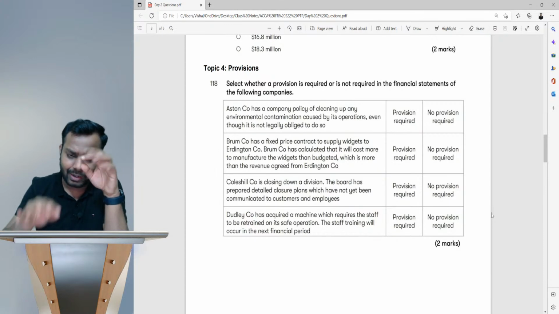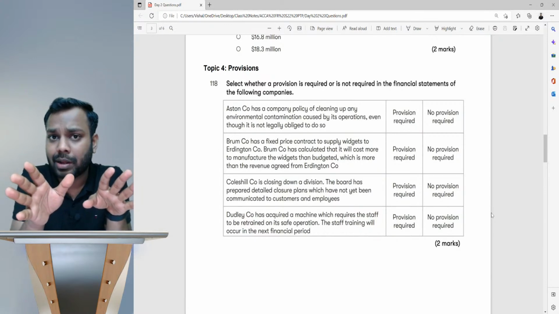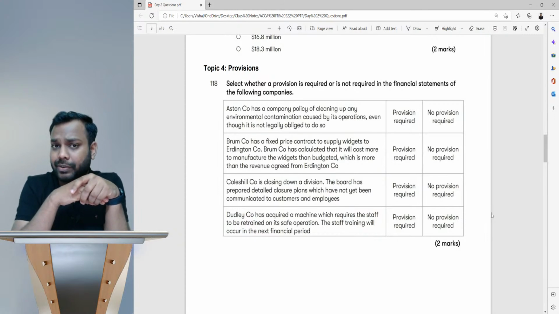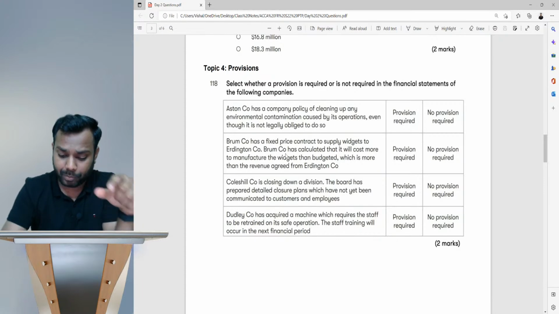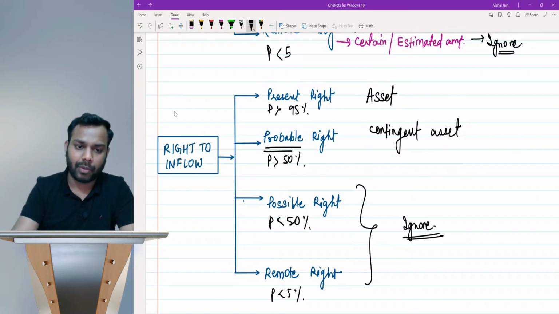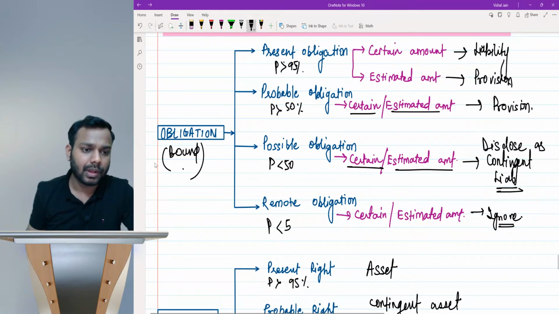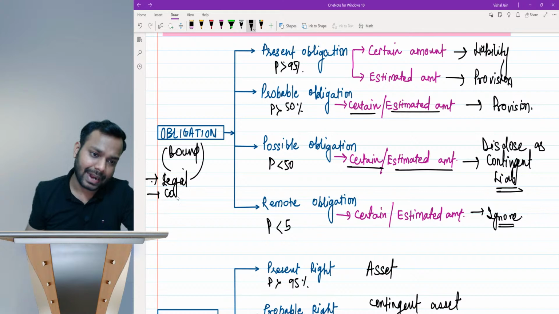We need to understand that even if there is no legal obligation, there can be a constructive obligation. The obligation can be constructive. So now, let me write here. The obligation can be a legal obligation, it can be a contractual obligation, or it can be a constructive obligation.